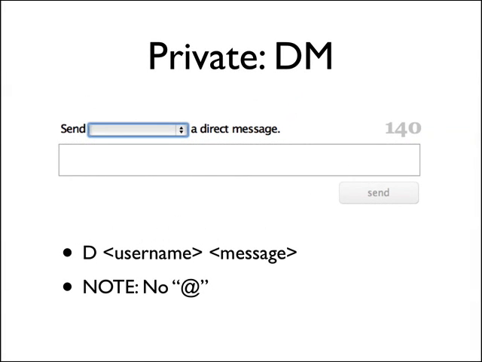And I mentioned earlier you could send private messages. So the format for doing this on Twitter is to use the letter D and then follow that by the username and send your message. You don't need an @ sign in this situation. If you're using the main Twitter interface, you can also use a drop-down navigation which will allow you to select from your list of users that you interact with.